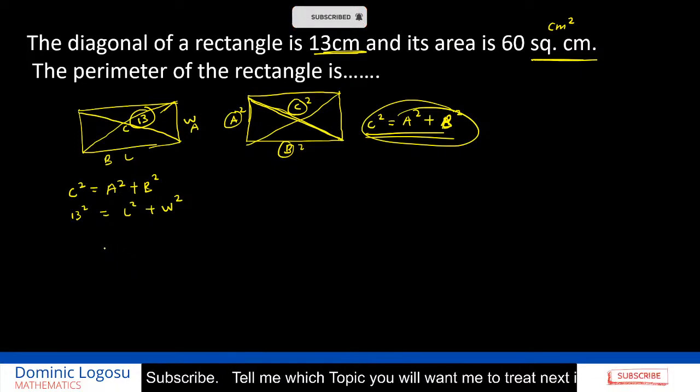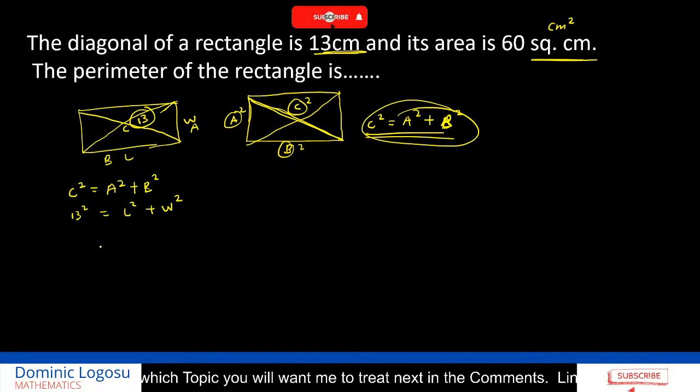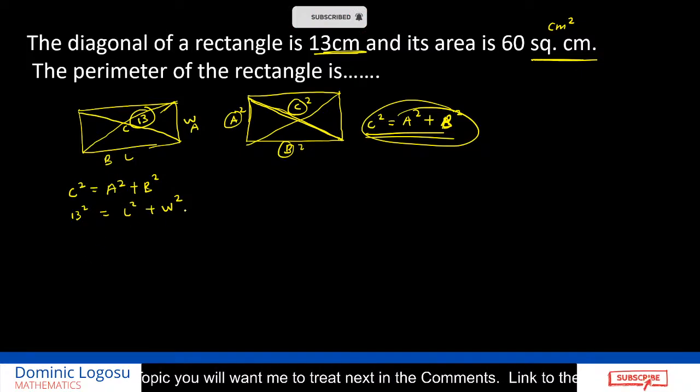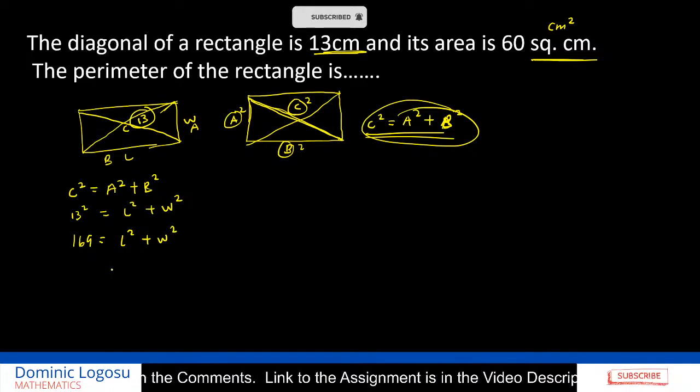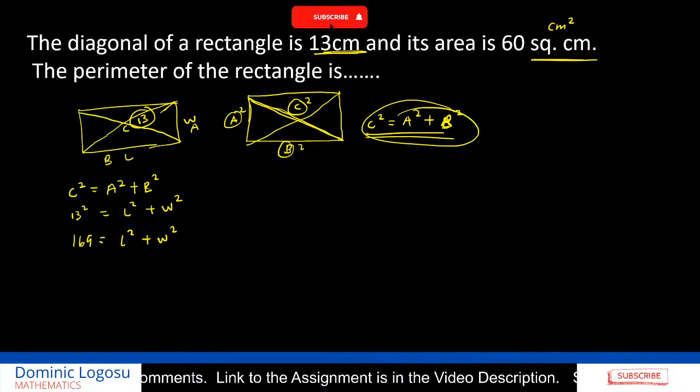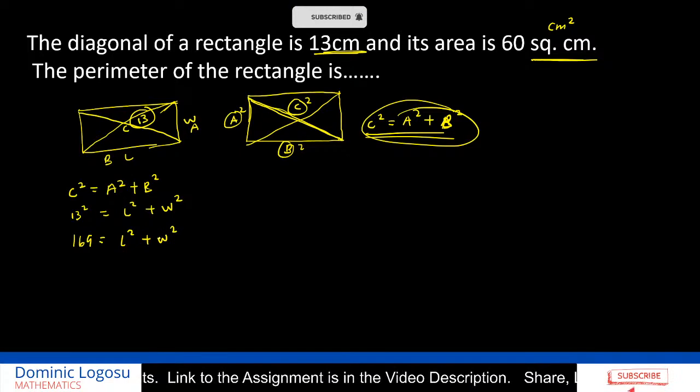That is the meaning. Okay, so basically it means that our diagonal should be equal to all this. Our diagonal should be equal to all this. Now 13 squared is 169, so it means our diagonal is... okay, so once we've established this, we can go ahead to find the perimeter. How do we find the perimeter?